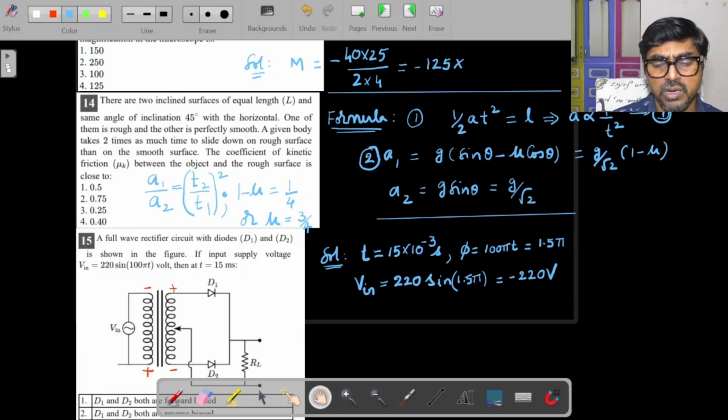This is a regular model question. One frictionless and one friction surface comparing is a regular question. Okay, what are they saying now?